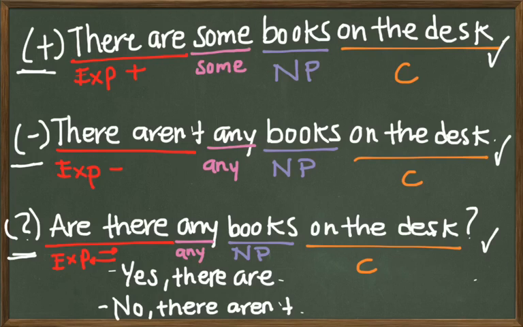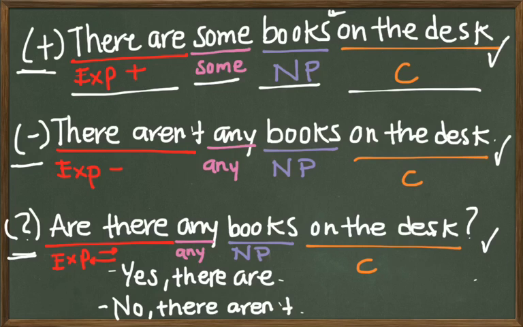Let's analyze the affirmative form. As you can see, we have our expression in affirmative. The expression is there are. We have the expression some, which is not an exact number. Not one, more than one, but not many. We have our noun in plural, and we know it's in plural because it has an S, books, and then we have our complement on the desk. And this is the complement we're going to use for all the examples here.